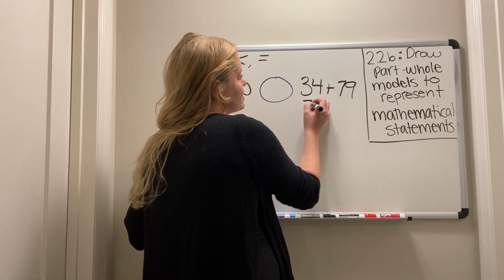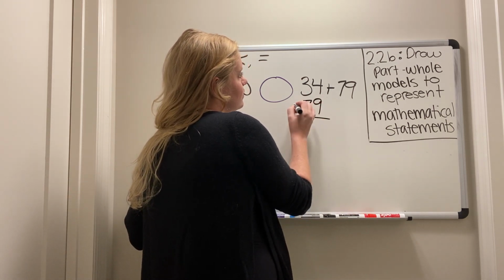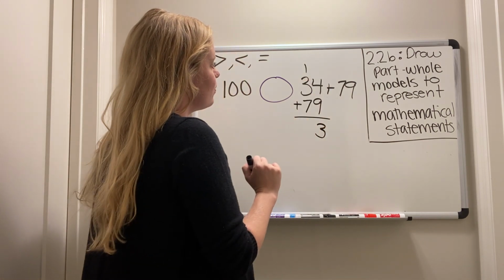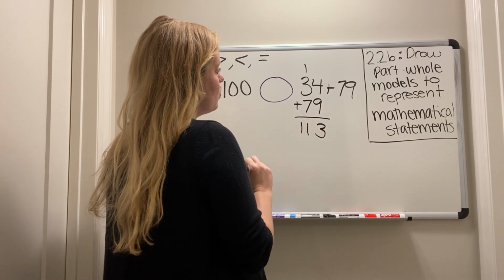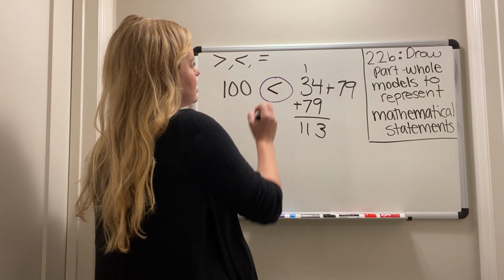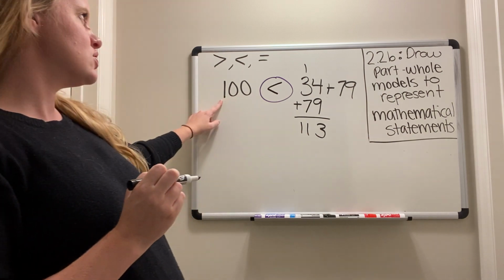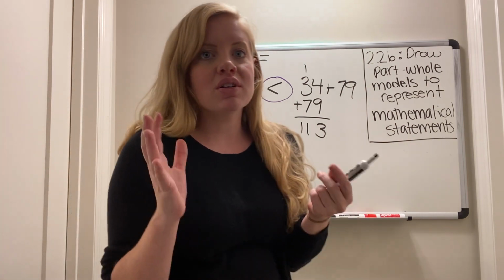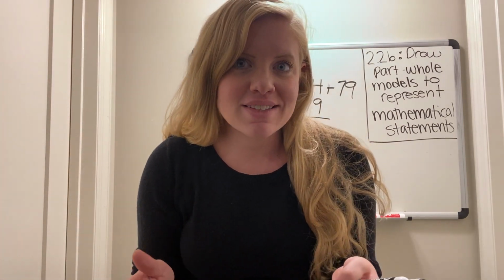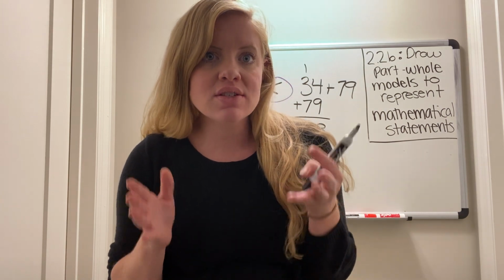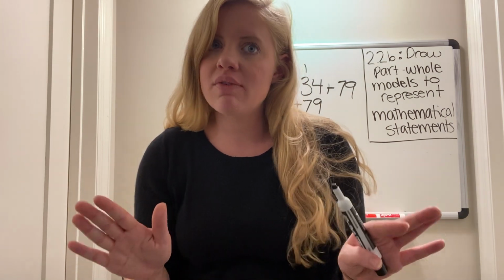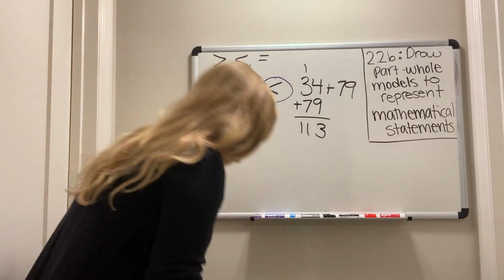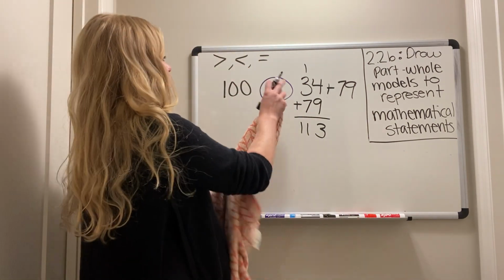Okay, so 34 plus 79. 4 plus 9 is 13. 10 plus 30 is 40. 40 plus 70 is 110. So we would put the less than, because 100 is less than 113. What is really important is that you don't just guess. A lot of times when you guess, you're wrong. Not just you, but everybody. If you guess, oh yeah, 100 looks a lot bigger than 34, so you put a greater than, you will be incorrect.